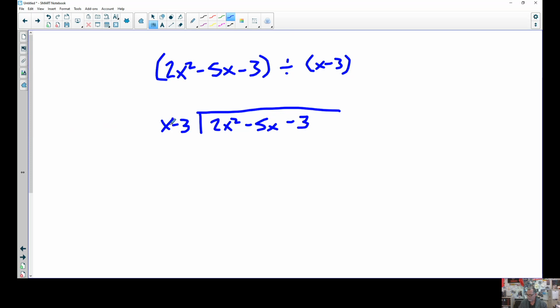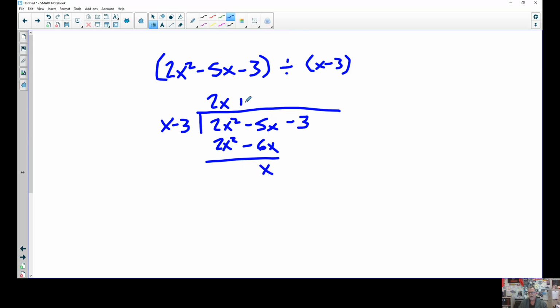So I get, first I look at x going into 2x squared. I would get a 2x. That would give me, when I multiply, 2x squared minus 6x. I subtract and I get a positive x.